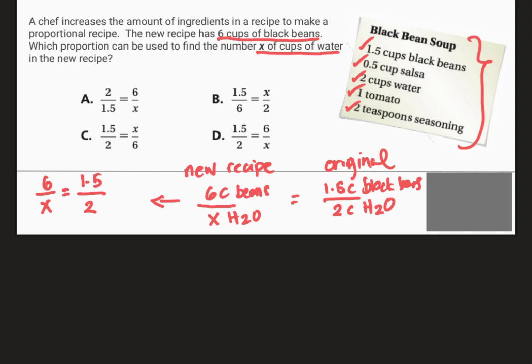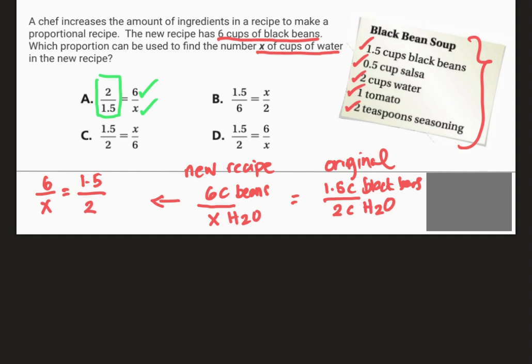So this kind of looks like what we have, but let me change the color of my pen here. If you look, we have 6 right here, so that's good. We have 6 cups of black beans from the new recipe. And then on the right, that's the water, I'm assuming. But if you look on the left side, it says they're using 2 of something. So it's either 2 cups of water or 2 teaspoons of seasoning. But at the bottom, it says 1.5 cups of black beans.